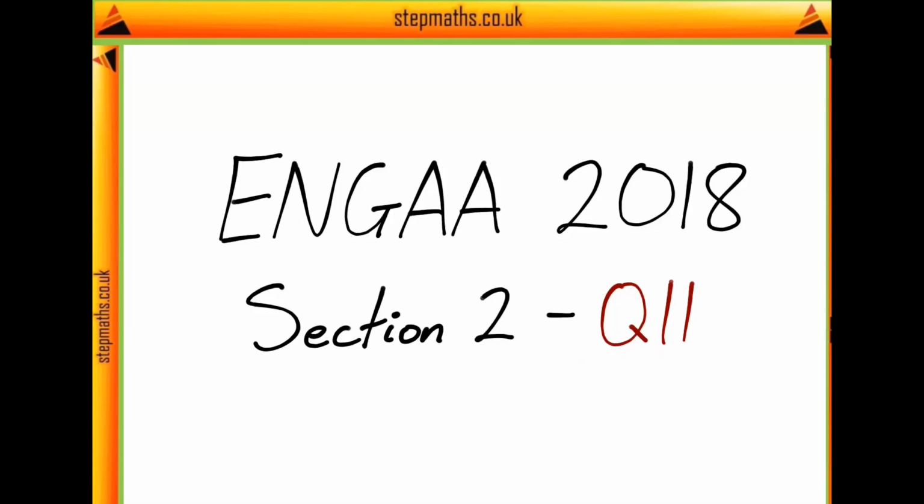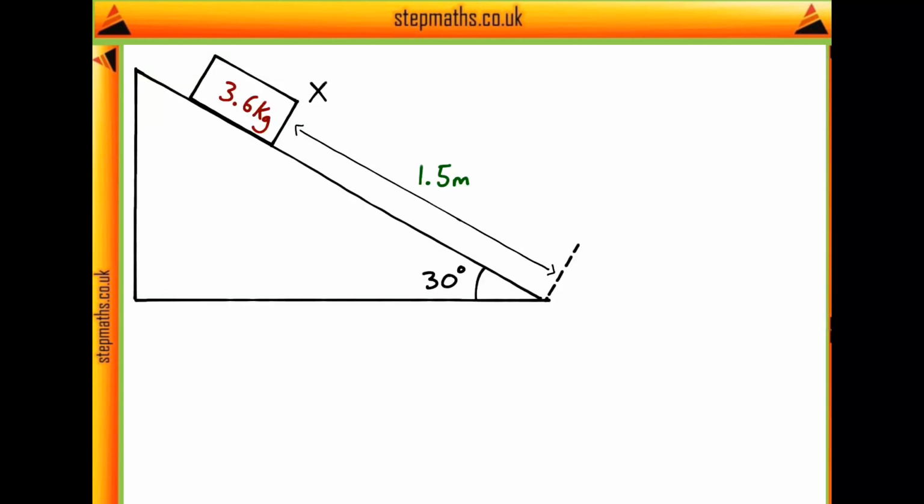Here we're going to look at question 11 from section 2 of the ENGAA 2018 paper. In this question we're given the following diagram of a block of mass 3.6 kilograms, and its forward face, labelled X, is 1.5 metres from the end of the slope that it's on.